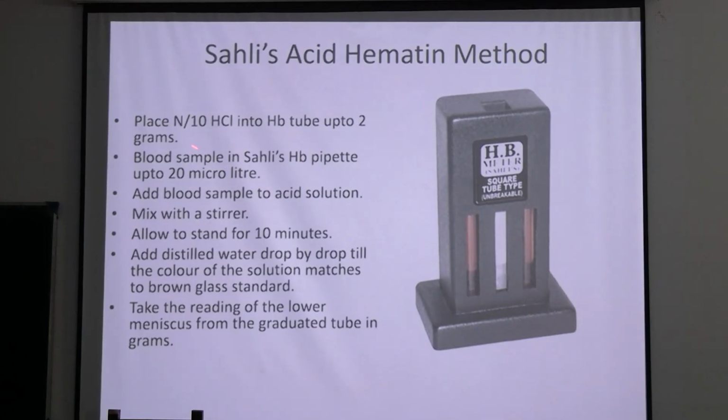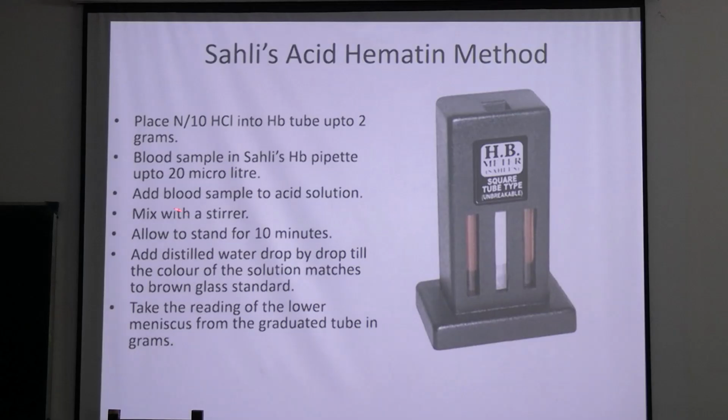This is the whole method: N/10 HCl into the hemoglobin tube up to 2 grams. Blood sample in Sahli's hemoglobin pipette up to 20 microliter or 0.02 ml. Then the blood sample is added to the acid solution. First the acid solution is taken, then the blood sample is mixed with it. Don't say that we take the blood first and then put the acid. No, we take the acid solution first, then we put the blood in the acid solution.